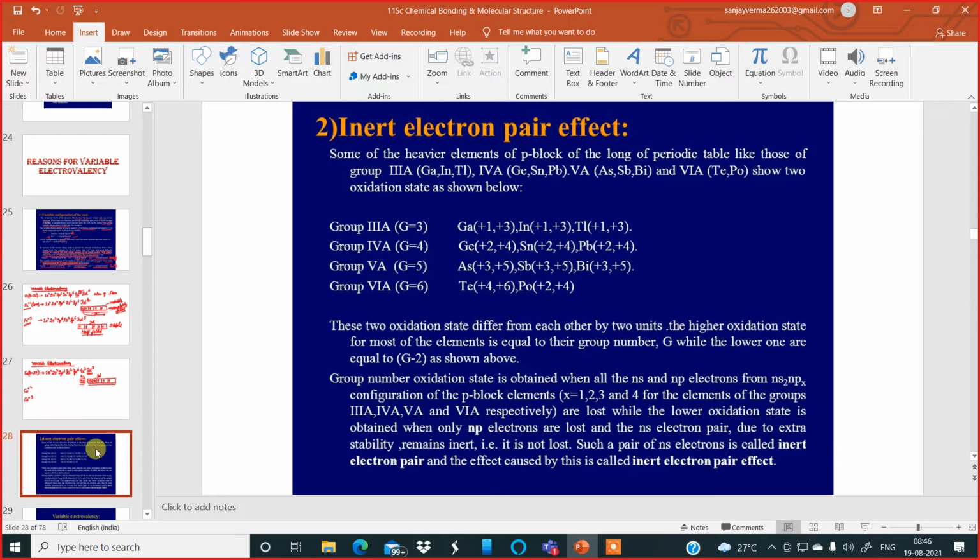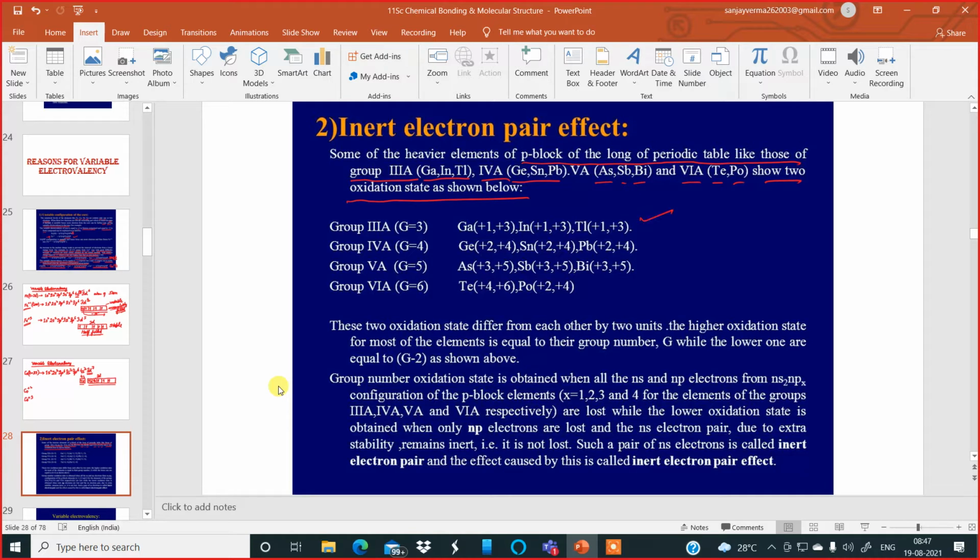Now coming to the next reason, the inert electron pair effect. The inert electron pair effect means the reluctance of the electrons present in the inner orbitals to go away or to leave the kernel. Some of the heavier elements of the p block of the long form of the periodic table, like those of group 3A, gallium, indium, thallium, 4A, germanium, tin, lead, 5A, arsenic, antimony, bismuth, and 6A, tellurium, polonium, show two oxidation states as given below.